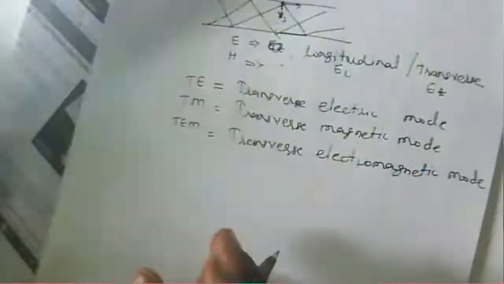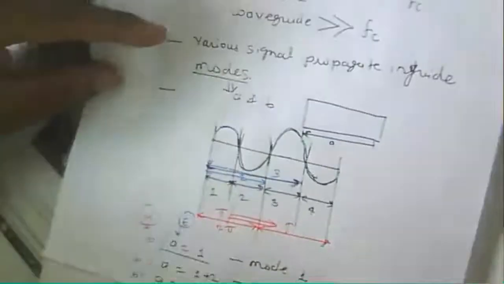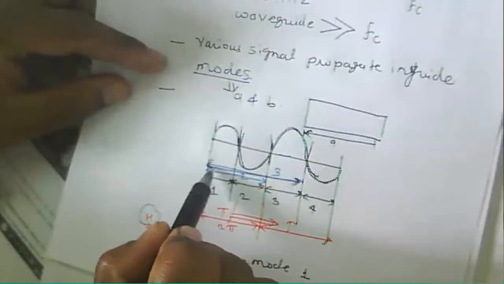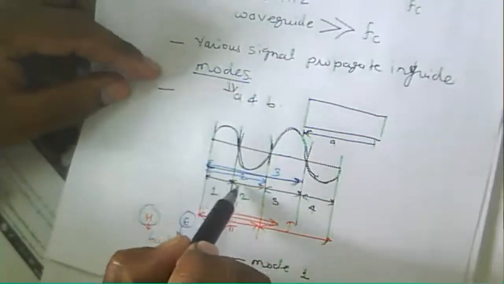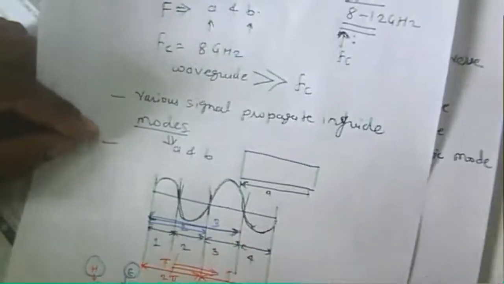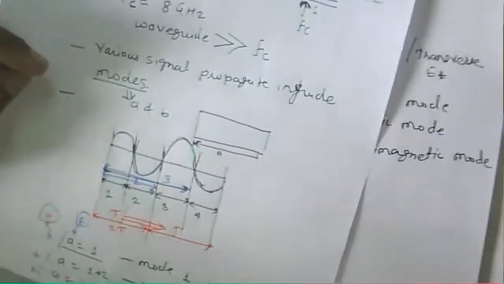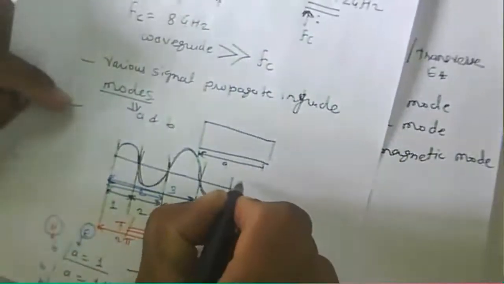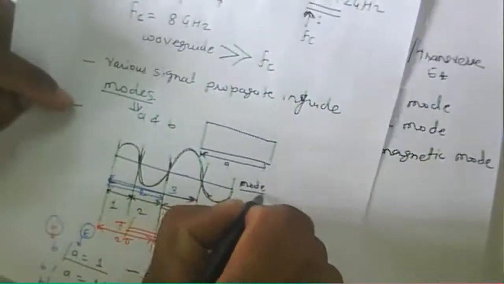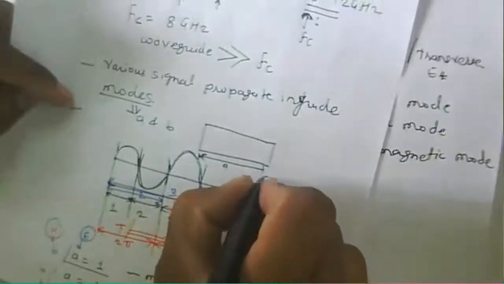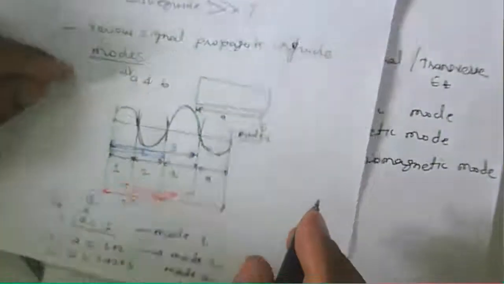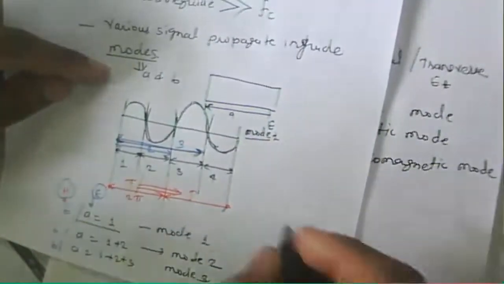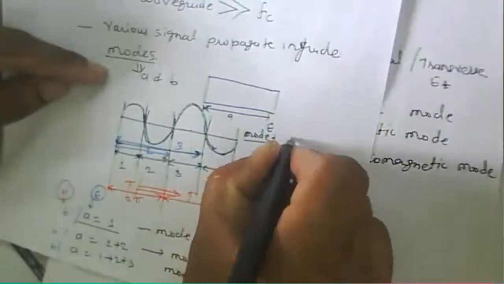Now, when we say TE mode or TM mode, what does it mean? We say this is a half wave variation along what? It is along the width. Suppose I draw whatever variation takes place there. I'm saying that is mode one, just taking the electric field component as reference. Mode one is about your rectangular waveguide.